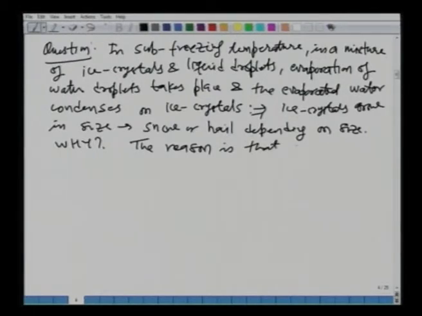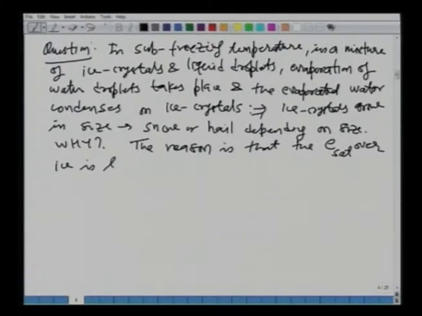that the ESAT, or the saturation vapor pressure over ice, is less than the ESAT over the liquid. Well, the temperature over the solid will be lower, and if the temperature is lower, the saturation vapor pressure would obviously be lower, right. So, the saturation vapor pressure over the ice crystals is less than the saturation vapor pressure ESAT over the liquid water.